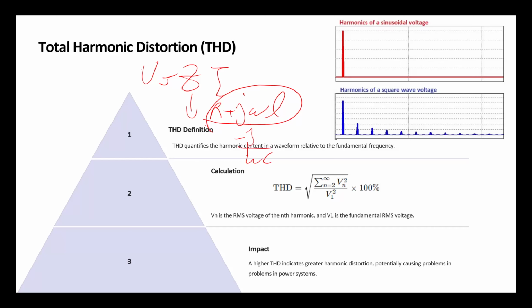No, I want to ask you a question. Why did we not just calculate the root mean square of all the harmonics? Why do we have to have the fundamental in the denominator? Anyone can guess? The fundamental is not a harmonic, but when we calculate the THD, the total harmonic distortion, we include the fundamental in the formula. Why do we have to do that?